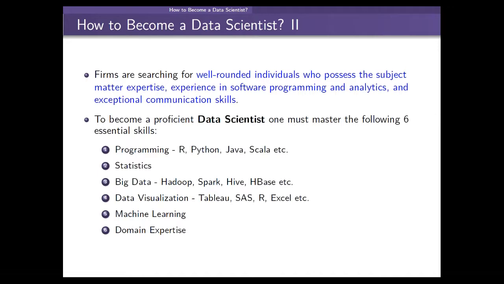In addition to these languages, you may also have the skills Java and some Scala. But these two languages, R and Python, are very, very important if you want to become a data scientist. And then you need the knowledge of statistics. So statistics is also very important.